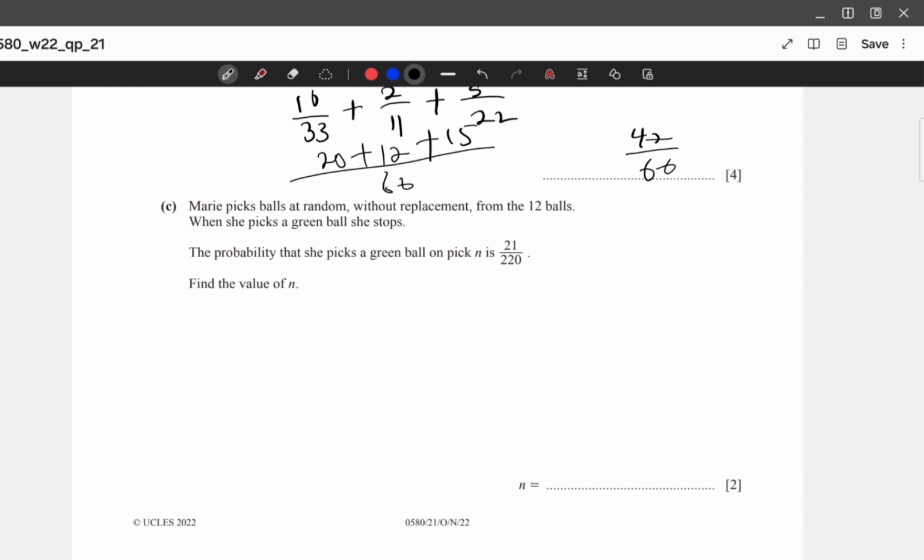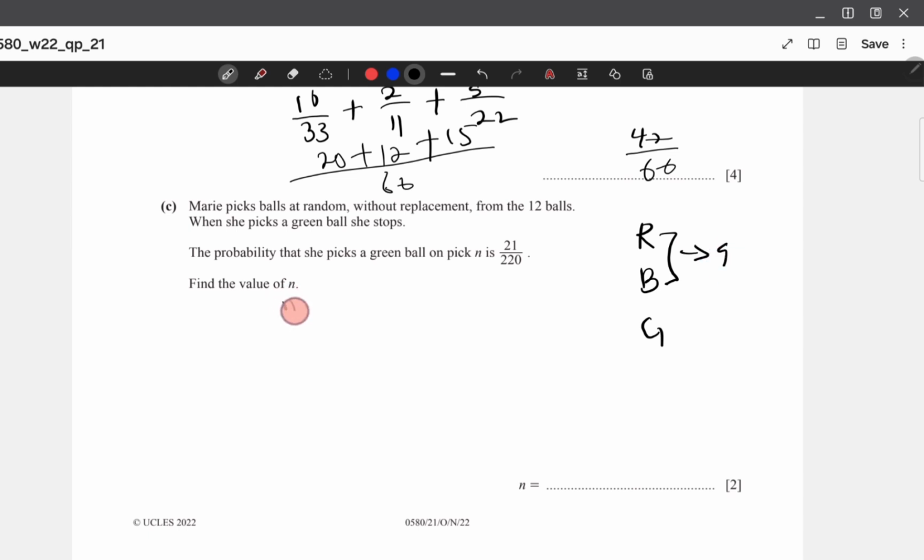So the same, Mary picked balls at random without replacement. So it means that the picks she will continue to make are between red and blue, because if she picks green, she will drop it down. So it's either she picks red or what? She picks blue. Because if she picks green, she'll stop. So that is a total of 9. So it's either she picks red or blue.